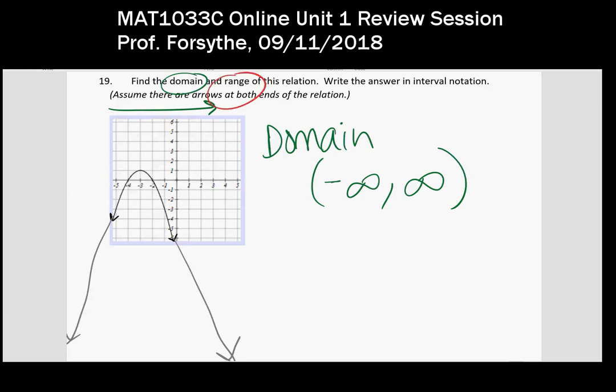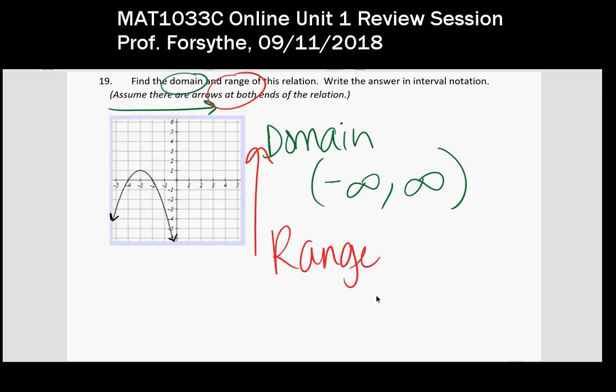Let's look at range now. Let me erase these weird lines. Okay, so now the range, think bottom to top. So the range is going to start with what? Bottom to top. Oh no, you did top to bottom. Always think bottom to top. So if it's starting at the bottom and you've got arrows representing that it's actually continuing, where would we start for the range? Good. Negative infinity.